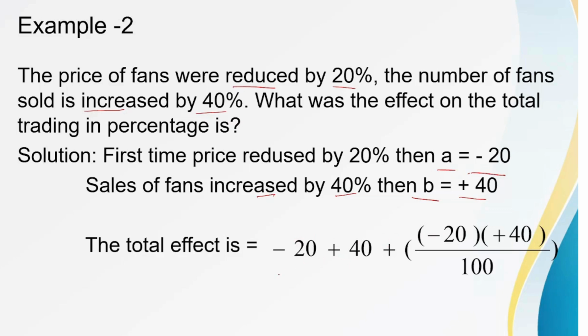If we simplify this, minus 20 plus 40 is plus 20. Then in the numerator, the multiplication has two zeros and the denominator has two zeros, so they cancel. Plus into minus is minus, 2 fours are 8. So 20 minus 8 is plus 12%. That means we have a 12% total increase. That is, he got the profit.